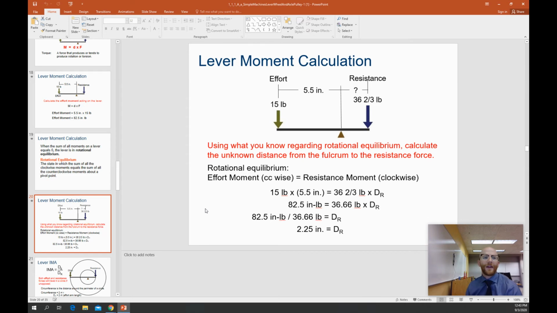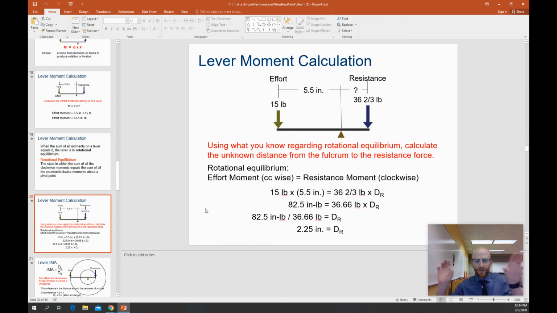What if on this side we had 36.66 pounds, or 36 and 2/3 pounds, on this side? Well, what would the distance of the resistant arm have to be for it to be in rotational equilibrium? We'll have to equal that side. 82.5 on one side of the equation would have to equal 82.5 on the other side of the equation.